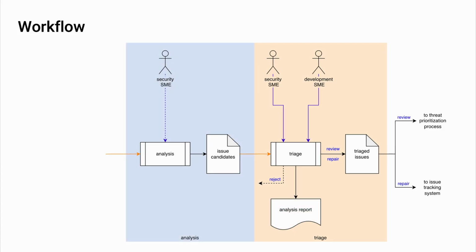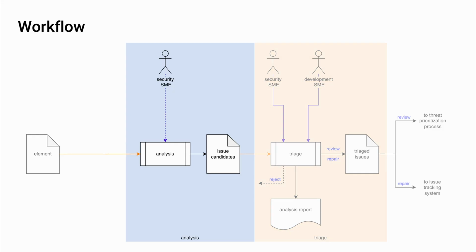Additionally, we can't just dump everything into the issue tracking system or into the threat prioritization process, because either of those actions would waste a lot of time downstream. Additionally, we don't have a single behavior with respect to the issues we reject. There are 2 distinct categories of analysis that we need to consider.